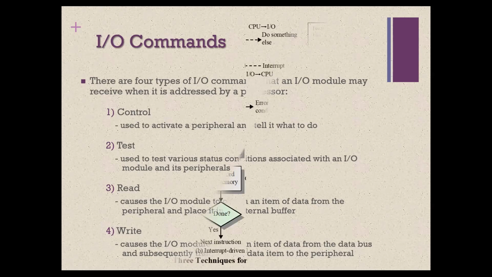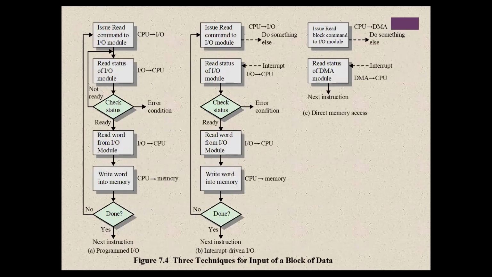So as seen in this figure 7.4a, it gives an example of the use of programmed IO to read in a block of data from a peripheral device, for example, a record from a tape into the memory. Data are read in one word, for example, 16 bits at a time. And for each word that is read in, the processor must remain in a status checking condition.